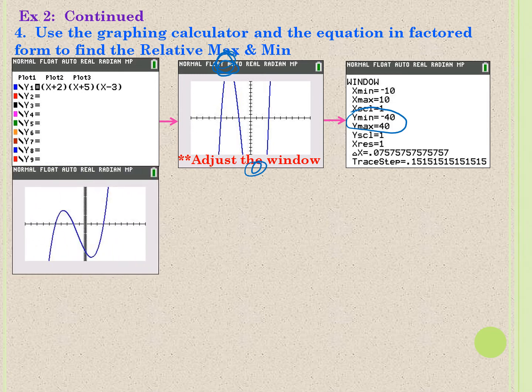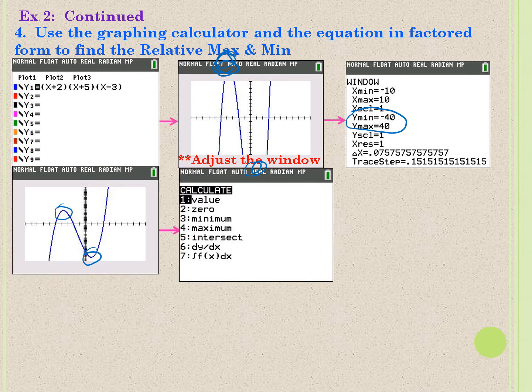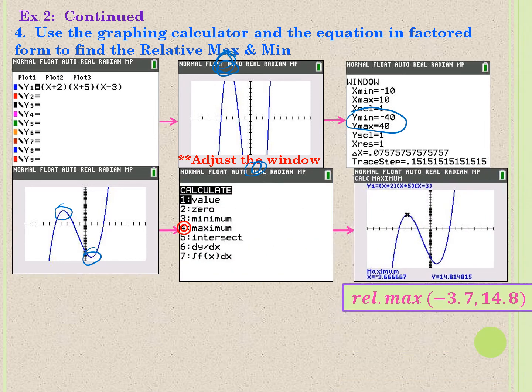And in my case, negative 40 and positive 40 worked. So now I can see that I'm going to have a relative max there and a relative min. So now we're ready to find those coordinates. So again, we hit second trace, and that pulls up the calculate menu. I'm going to find the maximum first. You could find the minimum. It really doesn't matter. And remember, it's going to ask you for a left bound and a right bound.